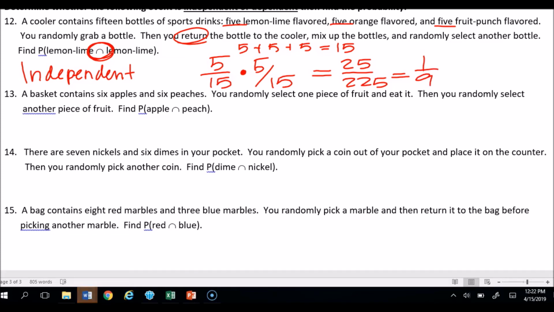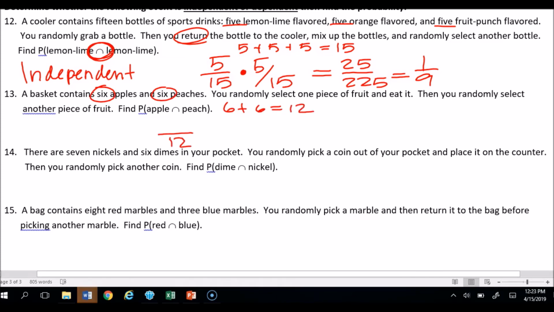All right, number 13 says a basket contains 6 apples, 6 peaches. Randomly select one piece of fruit and eat it, then you randomly select another piece of fruit. Okay, so again, we got to add our numbers here, 6 and 6. So 6 plus 6 equals 12. So that's going to be our number that we're going to put down here. Now, we're going to start with 12 as our total number in the bag, but it says, what's the probability that I pull an apple? That would be 6 out of 12.